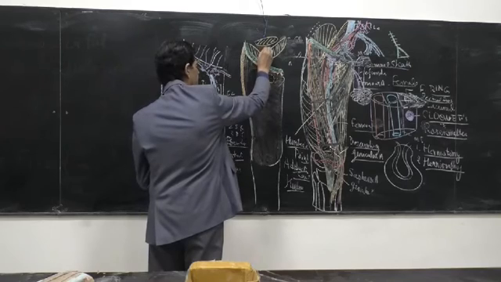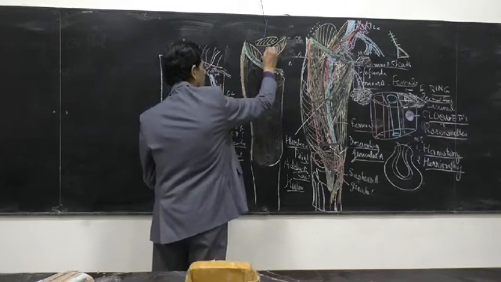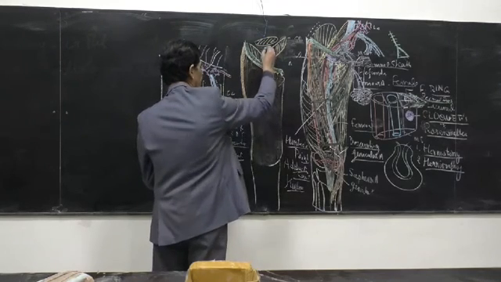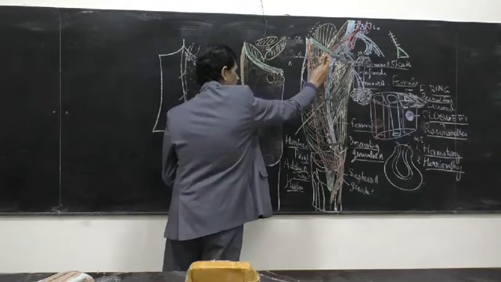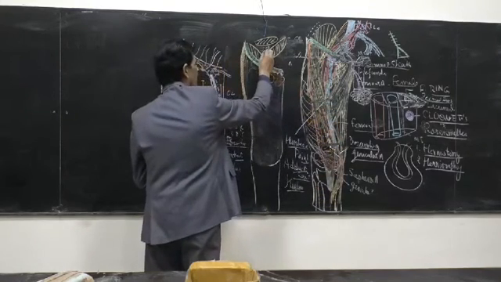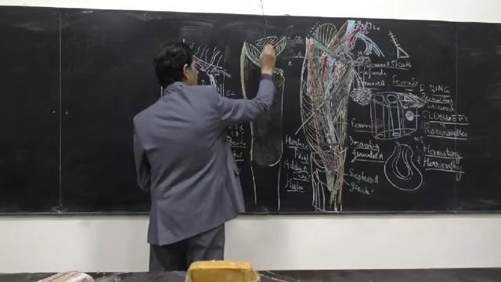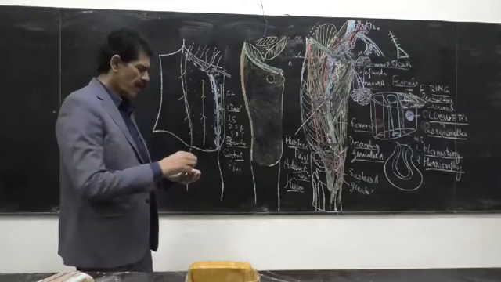Laterally in the contents is the femoral artery, medially the femoral vein, and near the roof lies the saphenous nerve, which crosses from the lateral to the medial side, and then the nerve to vastus medialis. So this is how you have to draw the diagram of the subsartorial canal.